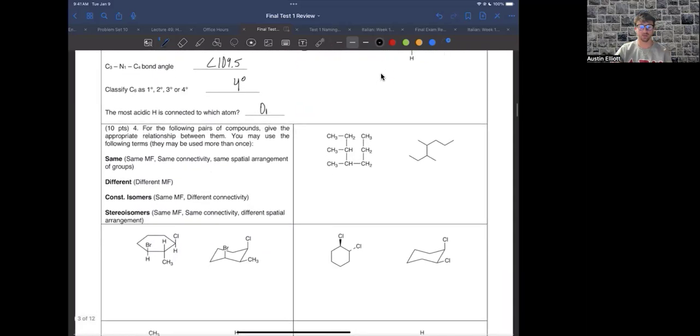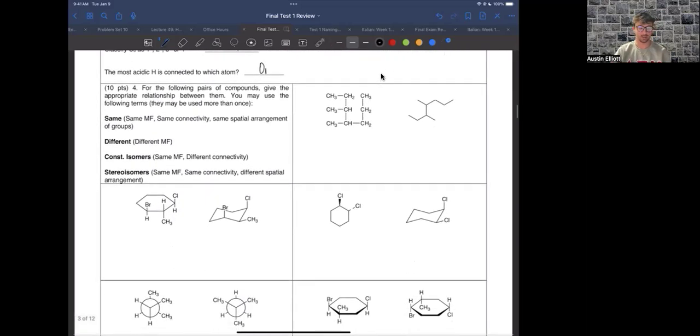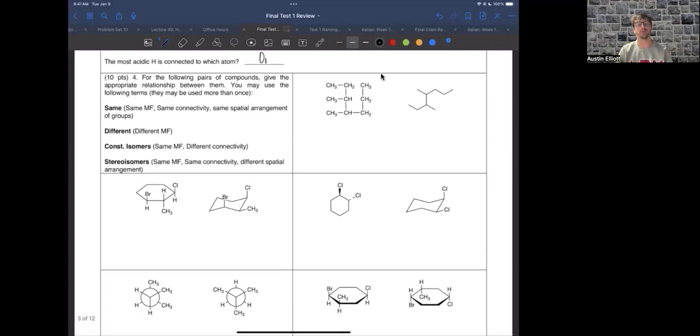Now moving down to isomers and things like that. With isomers, at least for test one, the only time you have stereoisomers is when you have rings or chairs and you are able to tell the direction of the groups. Otherwise, it's going to be constitutional isomers, different or the same. But for the final, it'll be more like test two, with enantiomers, diastereomers, and things like that.